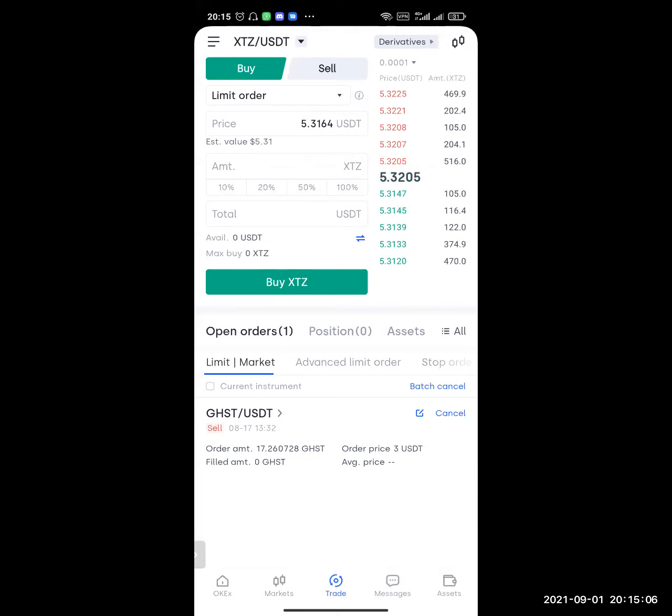Personally, I'm not a fan of stop loss, and I'm not saying you should be like me. I'm not a fan of stop loss because sometimes a coin might hit your stop loss, especially if your stop loss is too close to your entry price, that's your buying price. If the stop loss is far away from your entry price, okay, that's fine.